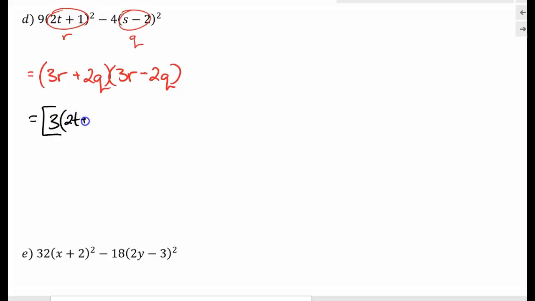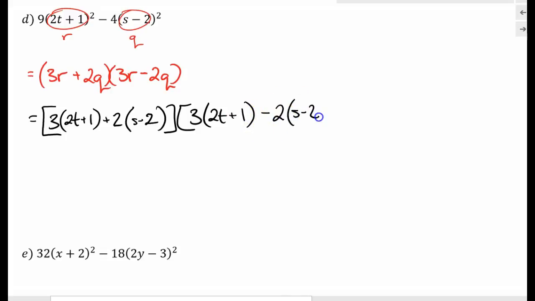3 times 2t plus 1, so plugging back in for R, plus 2, s minus 2 is in for Q, and then we've got 2t plus 1 minus 2 times s minus 2. Okay, so make sure you're plugging them back in correctly. Don't lose those coefficients out in front. 2 is still there, 2 is still here, 3's are still there. Always double check that we're not dropping anything. Opposite signs still happen. Okay, we're going to expand from here.